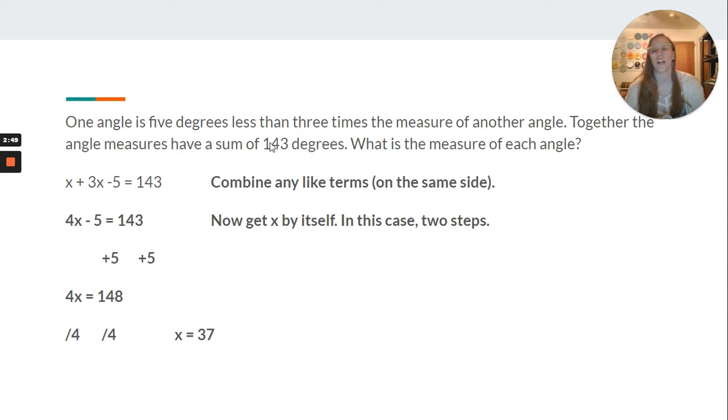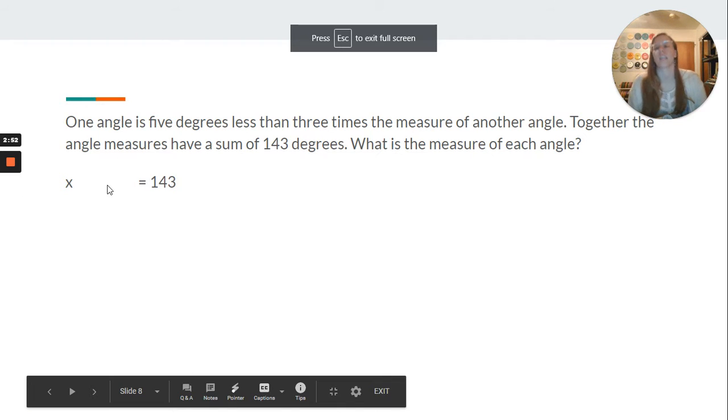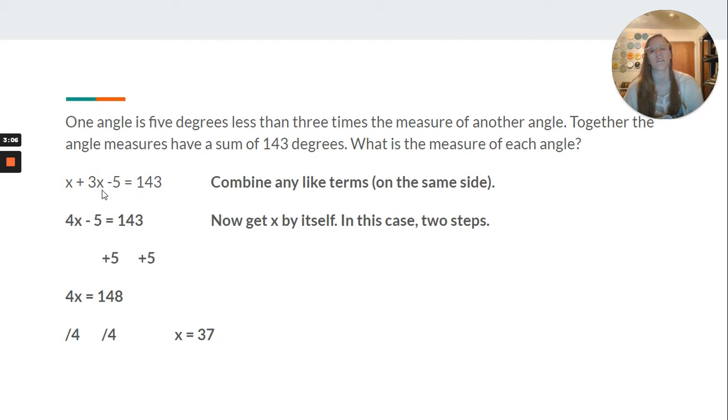I'm pretty sure that I skipped a whole bunch, so give me just a second. All right, we're going to go back for a second because I didn't skip. I just put too much information on that side. So the other angle is going to be 5 degrees less than 3 times the measure of another angle. So x is our other angle. So we have 3 times minus 5. So 3x minus 5.